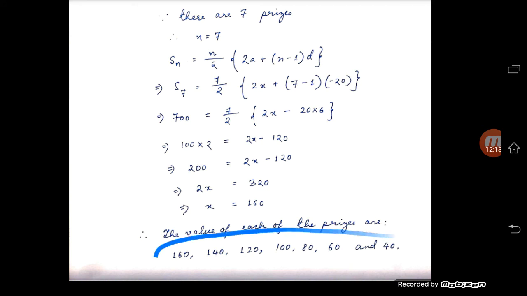Since there are 7 prizes, we will get 7 values for each of the cash prizes. So this is your answer.